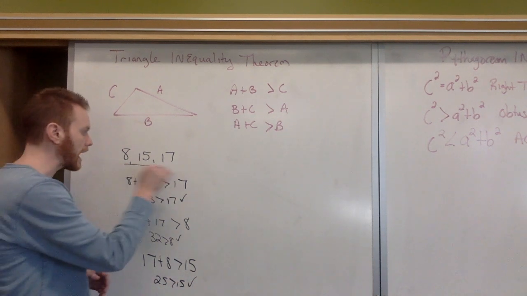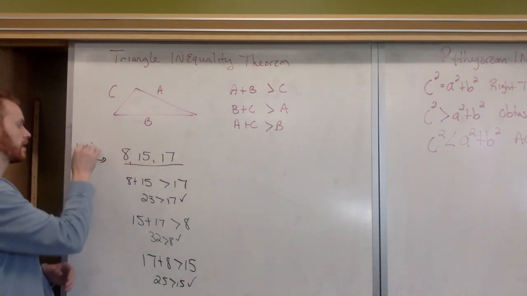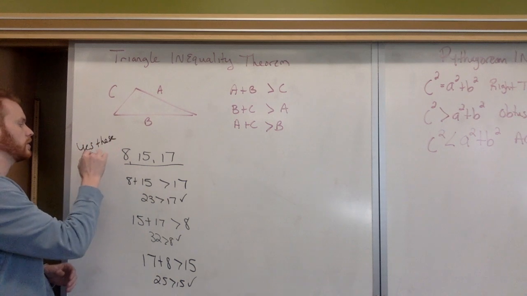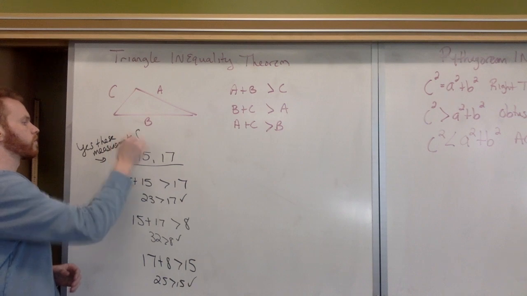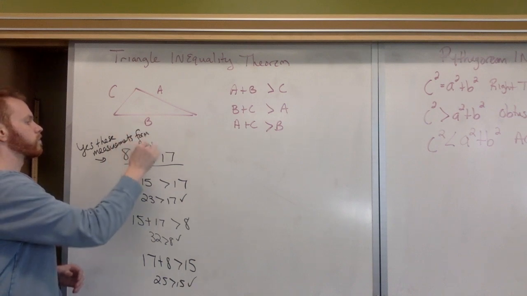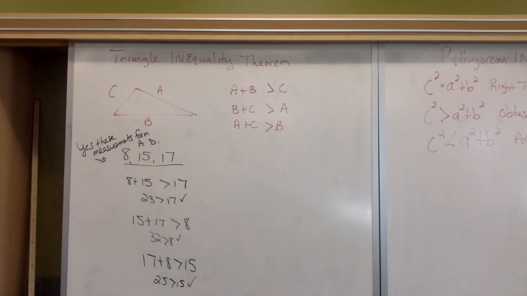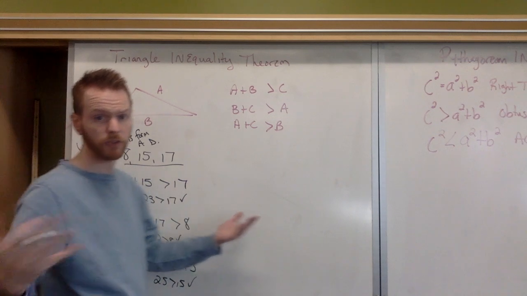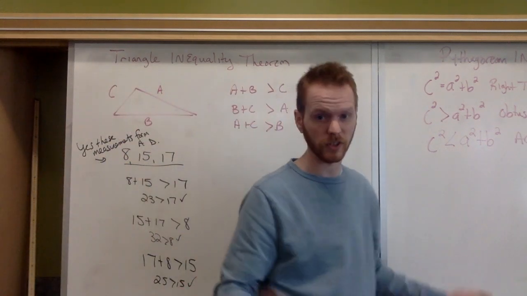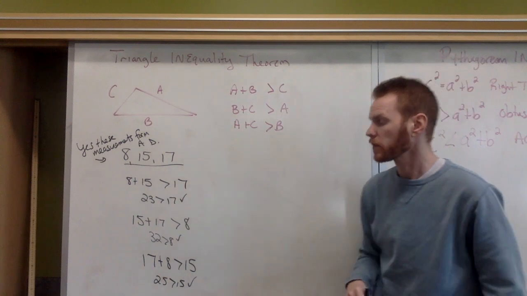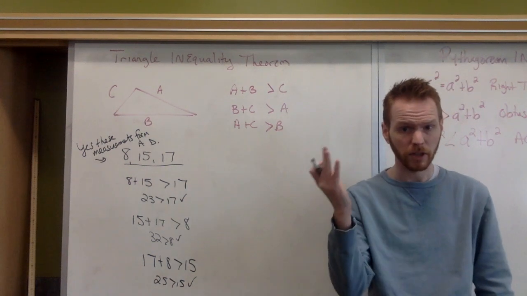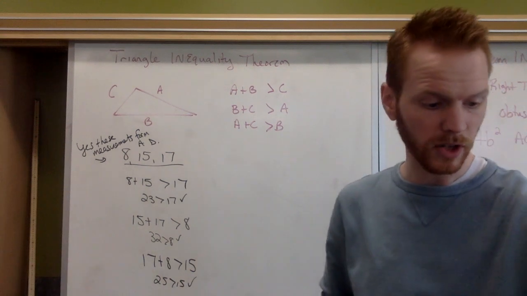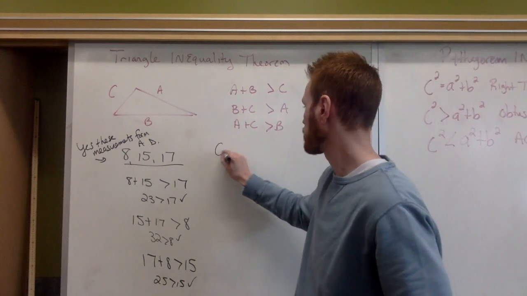So what I can establish is that, yes, these measurements form a triangle. 17, obviously, is the hypotenuse of the triangle, the largest side, but I am capable of making that. Now, what happens when this goes wrong? Well, let's take a look at an example where that could happen.